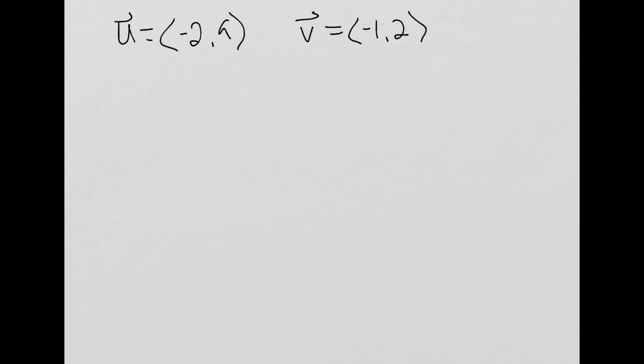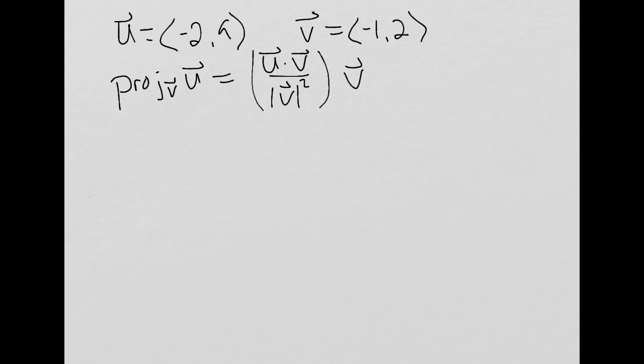If we need to just find the projection, suppose u equals negative 2, 9, and v equals negative 1, 2. The projection of u onto v is u dot v over the magnitude of v squared, all times the vector v. So this will give us a scalar. We'll multiply it by this vector. It'll be in the right direction. It'll be the correct length. So let's go through and calculate this.